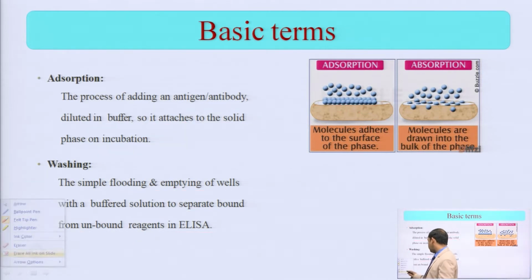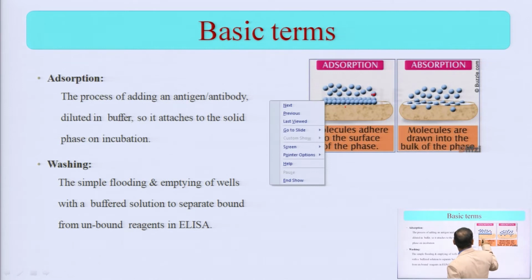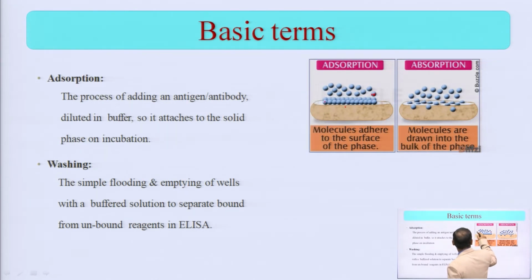So, when we do an ELISA test, for example, these are a few antigen, or vice versa, these are a few antibody. If it is an antigen, what will happen? Some antibody will come here and it will bind.